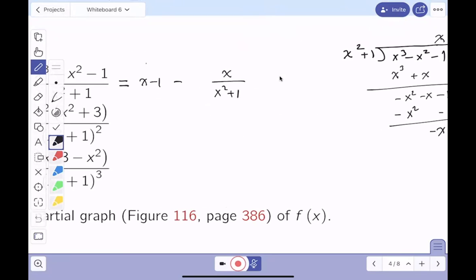So what do I now know? I know the domain of the problem is all real numbers.